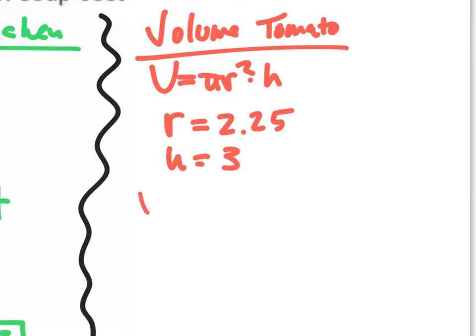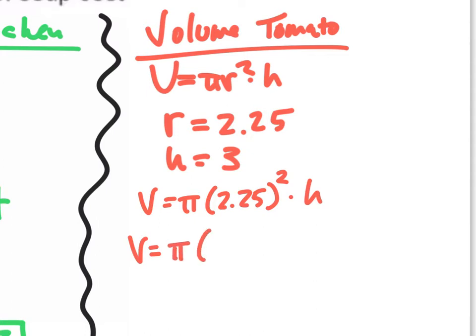So let's find our volume, and we're going to do pi times our radius, so 2.25 squared, and then times our height. If I do 2.25 squared, that's going to give me quite a big decimal here. Let me just double check that. 2.25 times 2.25 is 5.0625. Okay, I'm going to multiply that by 3, which is my height, and I should have put a 3 in there. So I'm going to take that number and multiply it by 3.